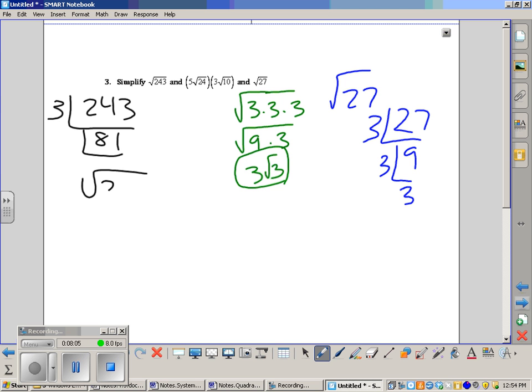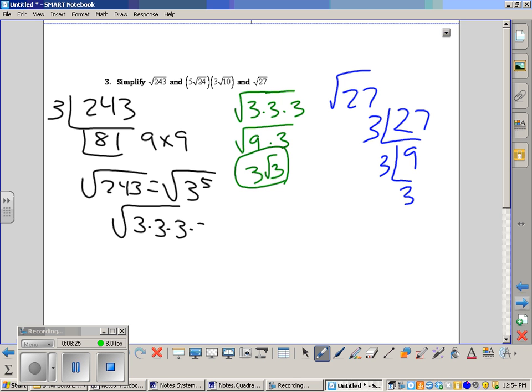So this is the square root of 243 equals the square root of 3 to the 5th. Because here, guys, this is 9 times 9, which is 3 times 3 times 3 times 3, plus the original 3 you divided by. That's 3 to the 5th. So if you needed to break this out, you could write it like this. And then you can see you have a group of 3 here and a group of 3 here. That's going to be 9 root 3.